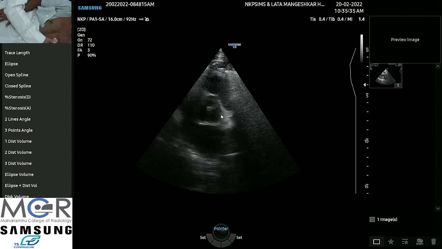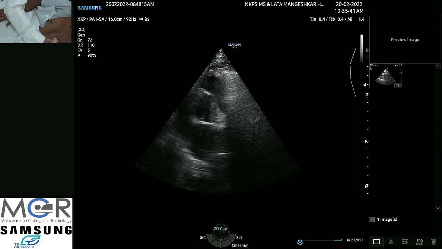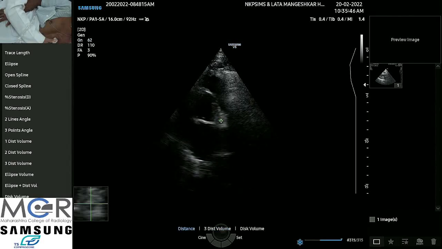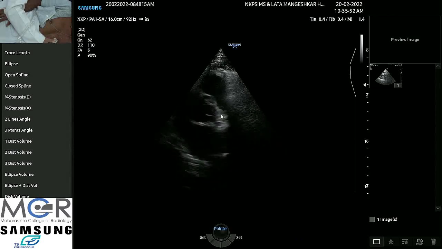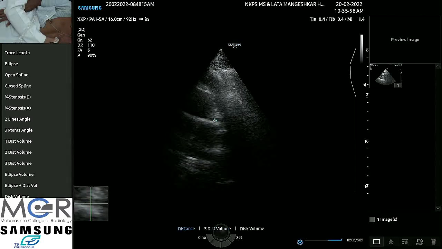And you can see one very interesting thing. Here you can see the opening of the left main coronary artery. Here, this is left main coronary artery. You can put a Doppler over here and measure the turbulence if it is there. That can diagnose left main coronary artery disease by this 2D echocardiography, but provided you can get a proper image.